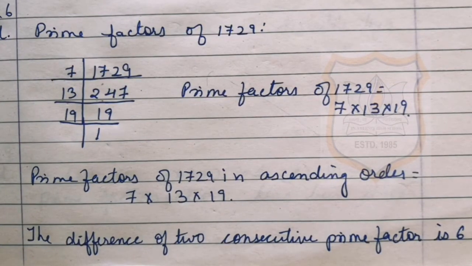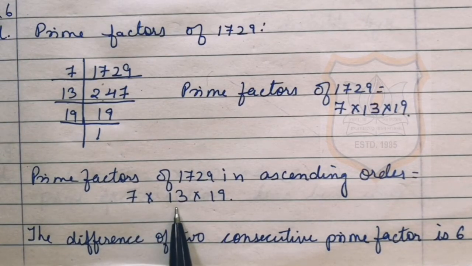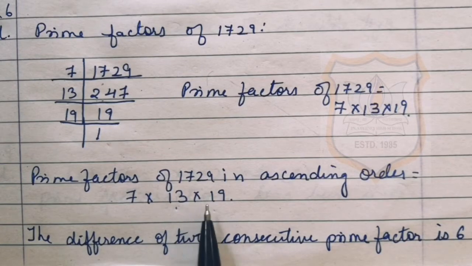Now we have to state the relationship between the two consecutive prime factors. Students, if you see, if we subtract 7 from 13, we will get 6. And if we subtract 13 from 19, then also we will get 6 as an answer. So the difference of two consecutive prime factors is 6.